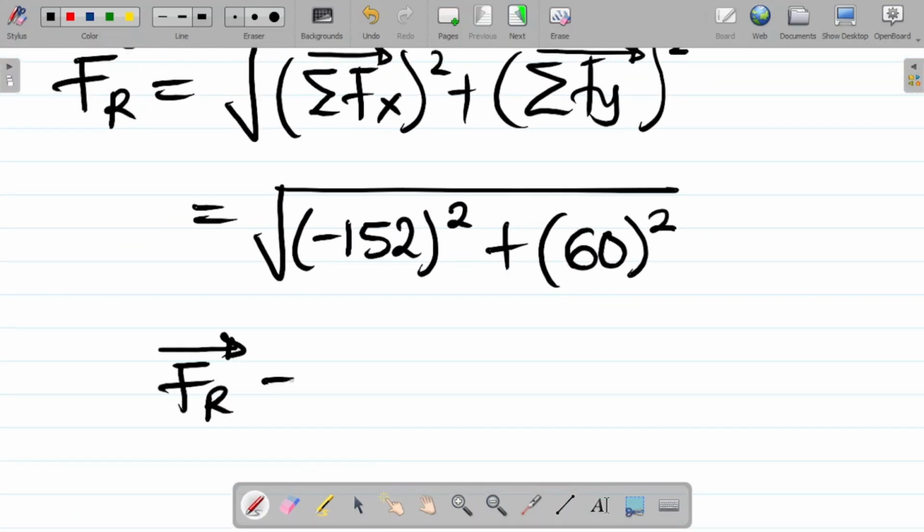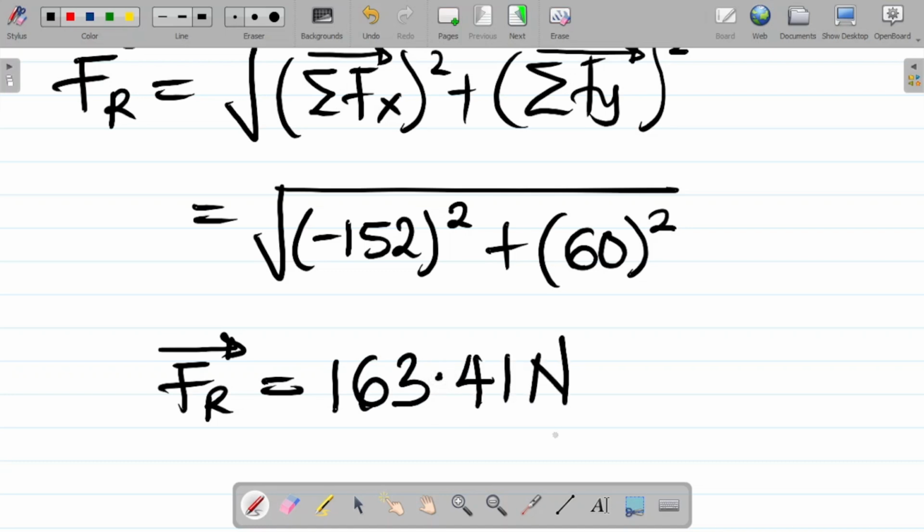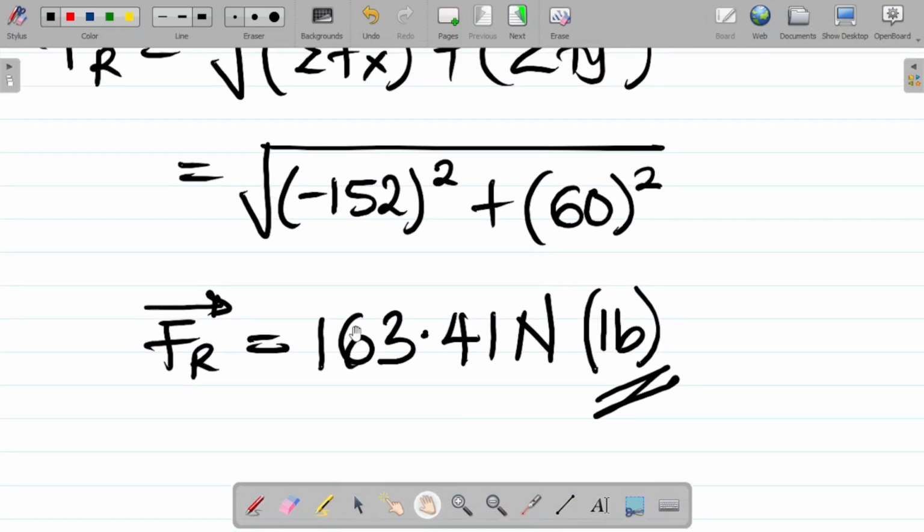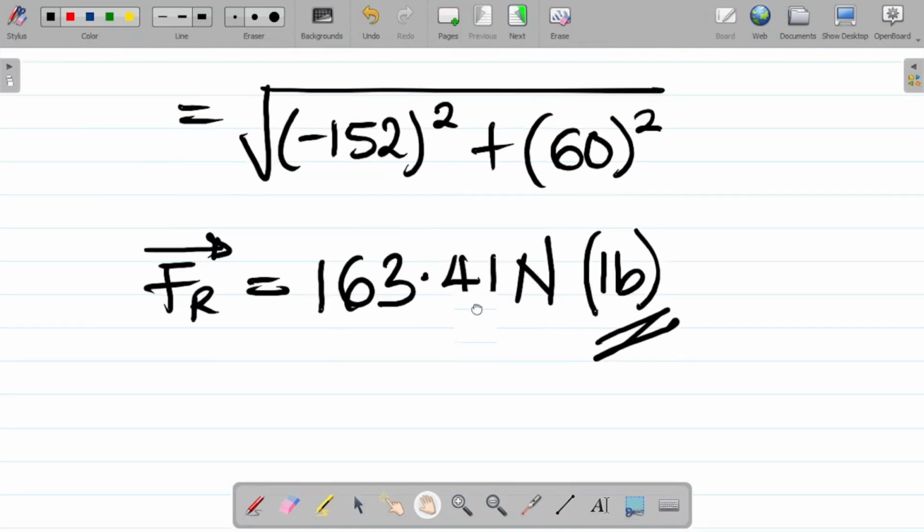From here, we have that Fr is equal to the square root of, punch this correctly, (minus 152) all squared plus 60 all squared. What you have here is 163.41 Newton. Or if you want to use pounds, you can say that. So this is the answer to this question, 163.41 Newton, or you can use pounds if you want to, as used in the question. So this is my resultant force.